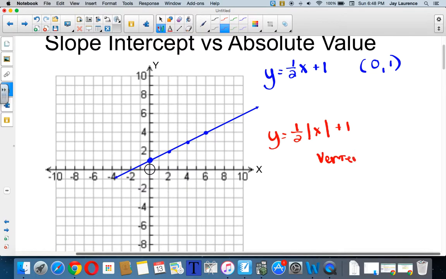We do know the vertex. And the vertex is 0, 1. Now, some of you go, oh, you just take this number. Well, not quite. It is true that that number is there. That is true. But this number, I'm going to let you discover in a minute, okay?